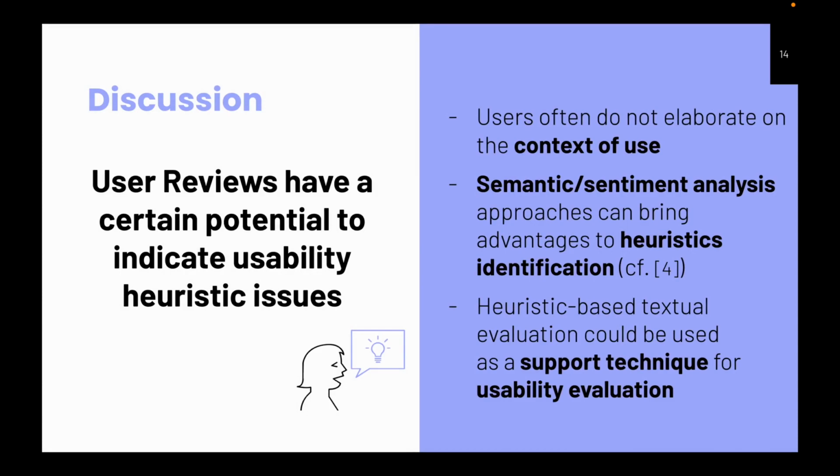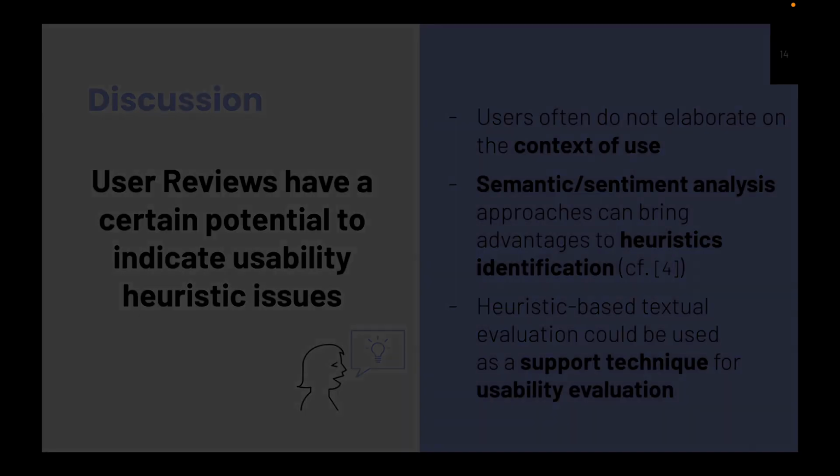From these findings, we concluded that user reviews have a certain potential to indicate usability heuristic issues. However, this manual classification is challenging, since users often do not elaborate on the context of use. Approaches that use semantic or sentiment analysis can bring advantages to heuristics identification in the future. Also, text evaluation based on usability heuristics could be used as a support technique for usability evaluation.